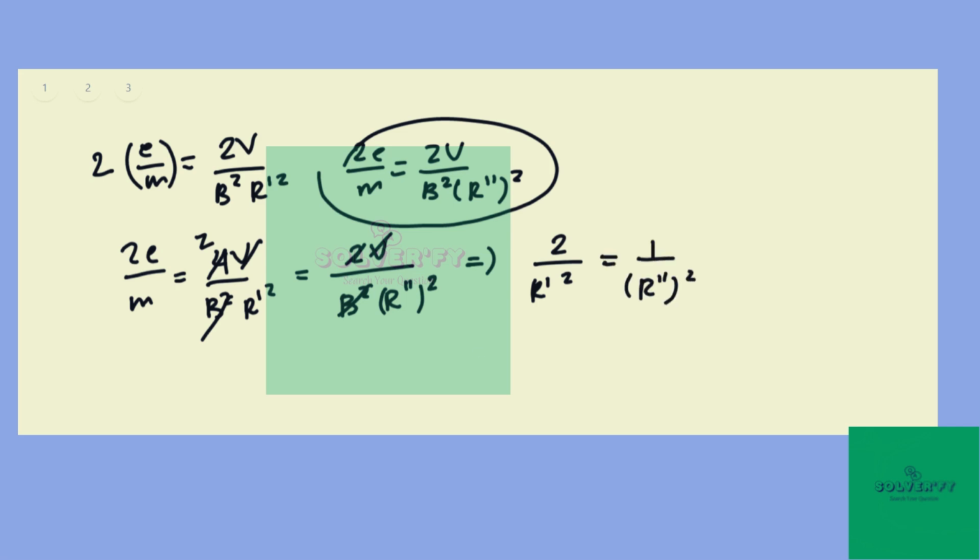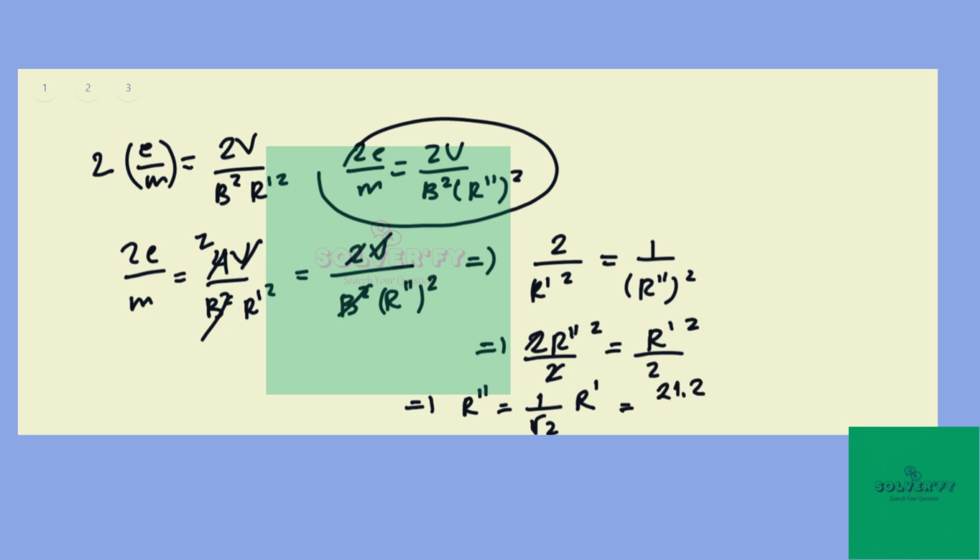So that means 2 r double prime squared equals r prime squared. If we divide both sides by 2, we get r double prime equals 1 over square root of 2 times r prime. So then we're given what r prime is. It's 21.2 centimeters divided by square root of 2. And this is going to give us 15 centimeters.